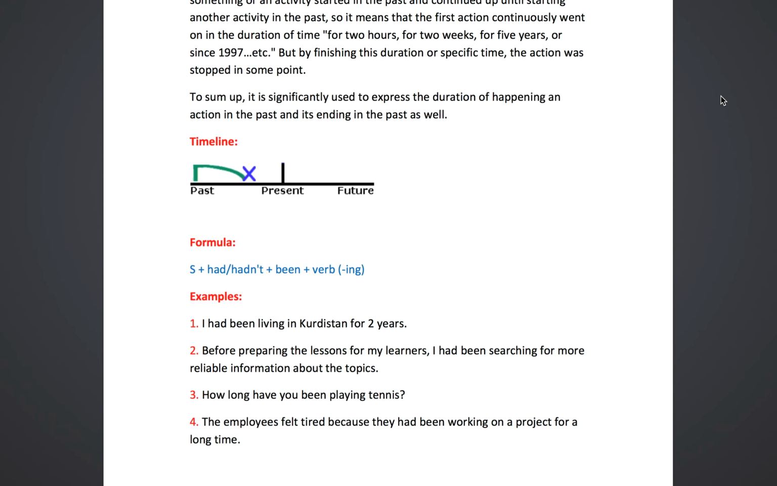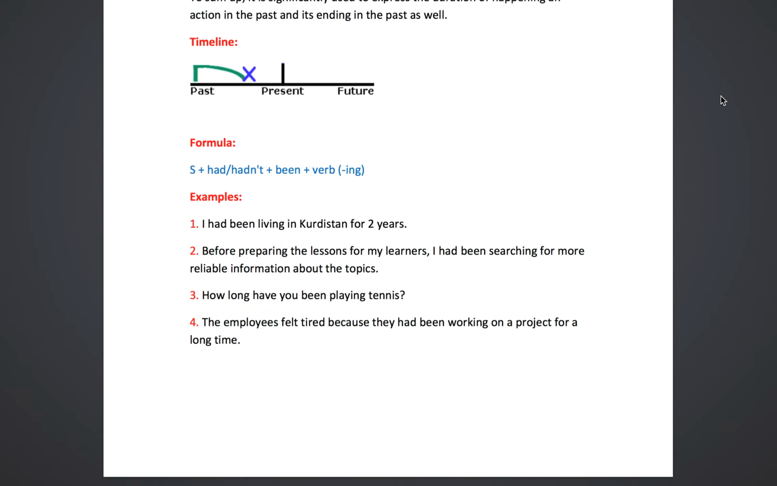And here we have the formula: subject plus had, or had not as its negative form. And this is always like that. We have to have had because it's past. It's the past form of have. Plus been, which is the past participle that indicates that this tense is perfect. Plus verb-ing, which shows the continuous action. Here are some examples to be more clear for you.